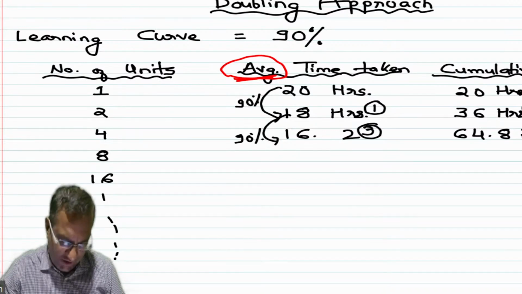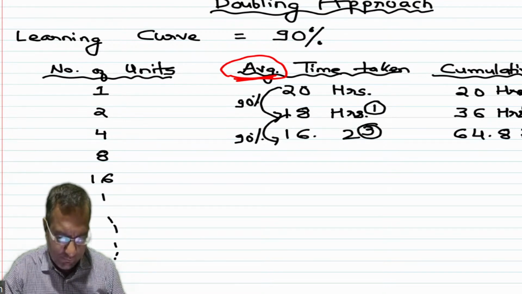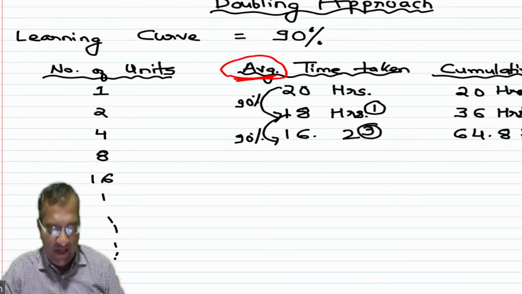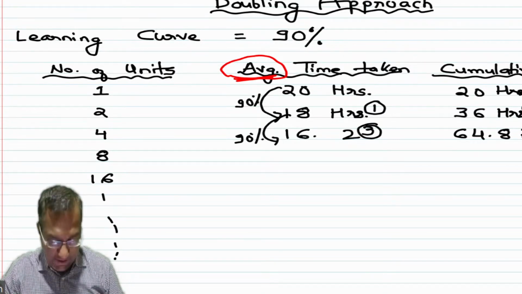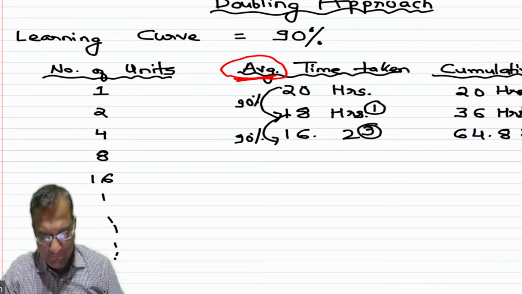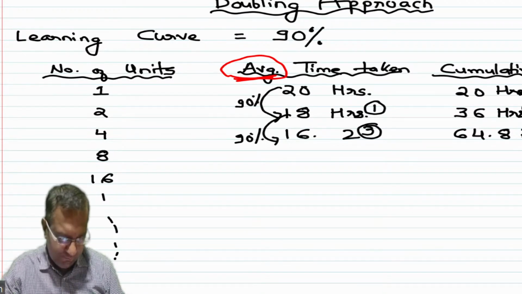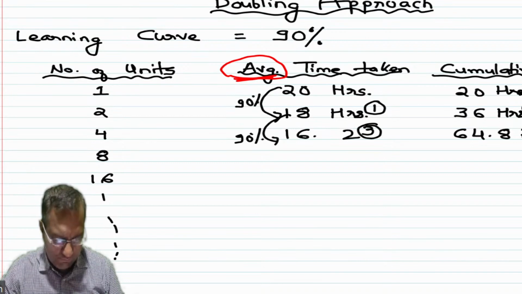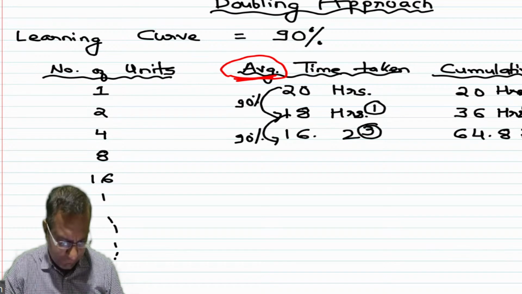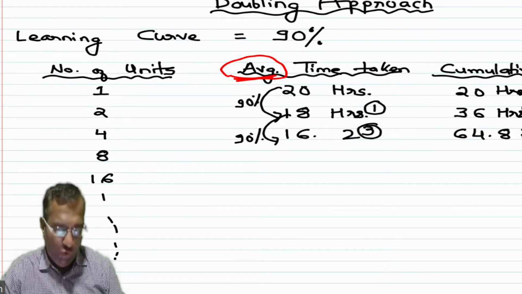Now write, beta, interpretation number 3: 16.2 is the average time taken. Underline the word average again and again. Is the average time taken to manufacture 4 units.